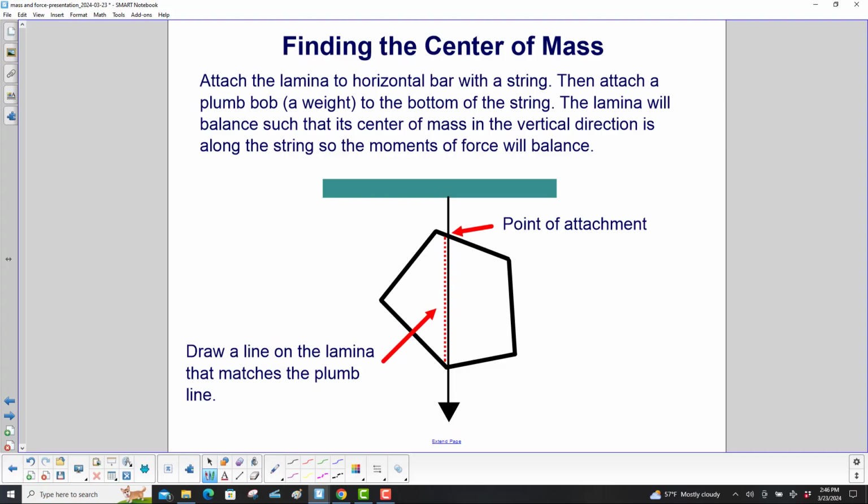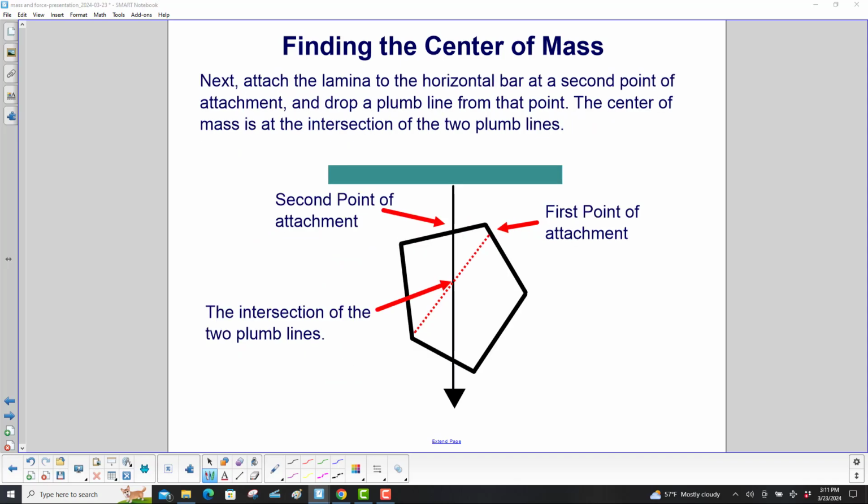Well, here's our process. Attach the lamina to a horizontal bar with a string. Then attach a plumb bob, a weight, to the bottom of the string. The lamina will balance such that its center of mass in the vertical direction is along the string, so the moments of force will balance. So somewhere along this line will be the center of mass. So draw a line on the lamina that matches the plumb line. And here's our point of attachment up here.